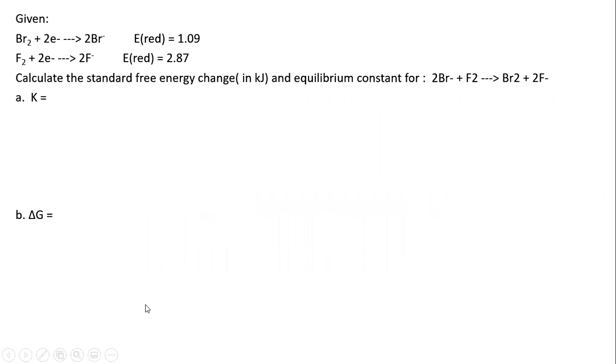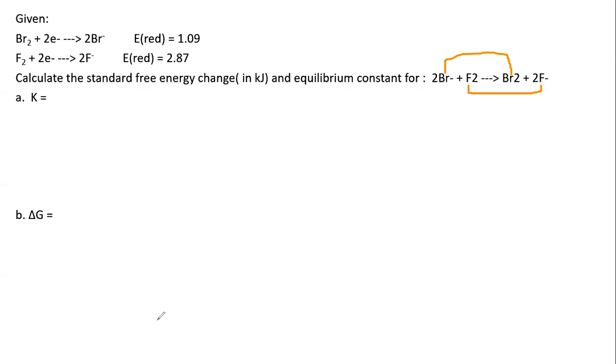Now we want to do some calculations involving electrochemical cells. So here we have these two half reactions given to us with their reduction potentials. And we want to calculate the delta G in kilojoules and the equilibrium constant for this following redox reaction. So what you notice here in this redox reaction is we go from Br minus to Br2, and we go from F2 to F minus. So in this redox reaction, bromine is being oxidized, fluorine is being reduced.